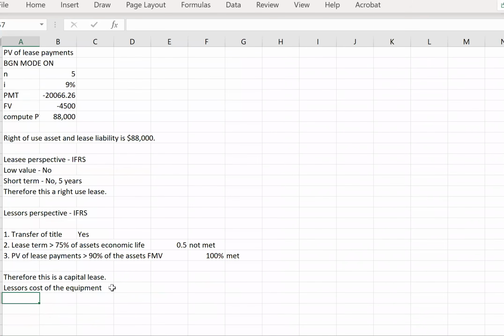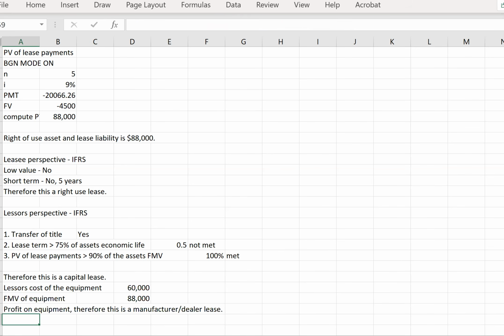So we've got the lessor's cost of the equipment was $60,000 and the fair market value of the equipment is $88,000. So there is profit on the equipment, which is the difference between these two things. So therefore, this is a manufacturer or dealer lease under IFRS.